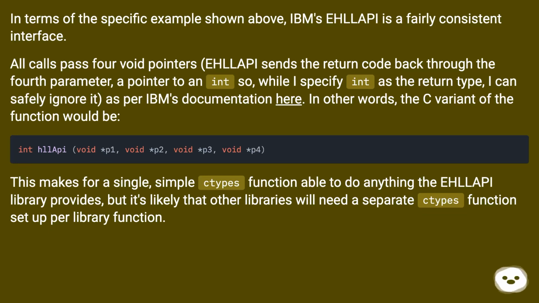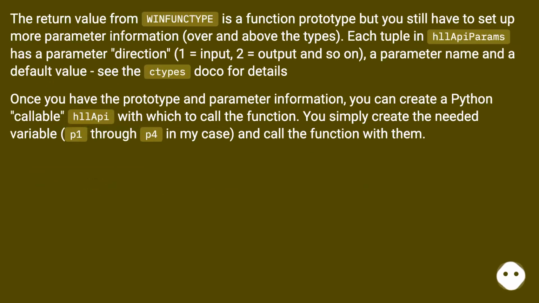This makes for a simple ctypes function able to do anything the API library provides, but it's likely that other libraries will need a separate ctypes function set up per library function. The return value from WINFUNCTYPE is a function prototype, but you still have to set up more parameter information, over and above the types. Each tuple in API params has a parameter direction, 1 equals input, 2 equals output and so on, a parameter name and a default value. See the ctypes doco for details.